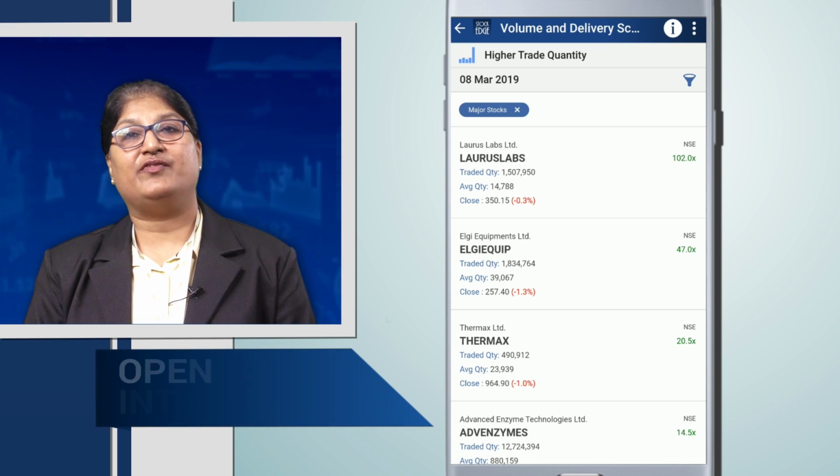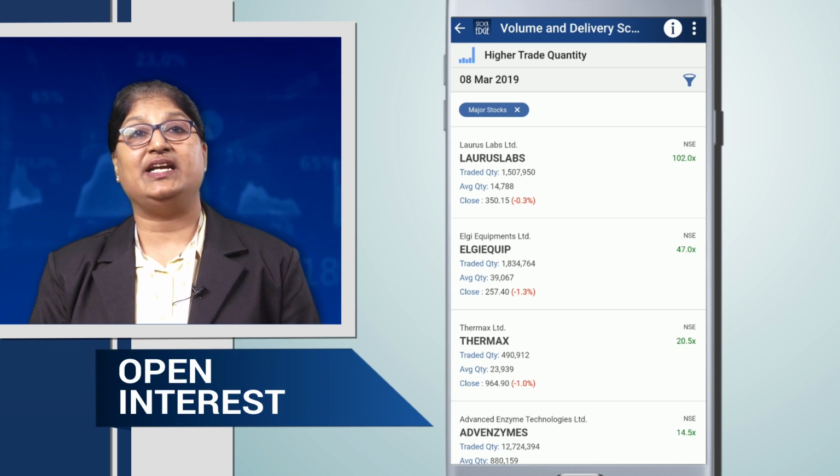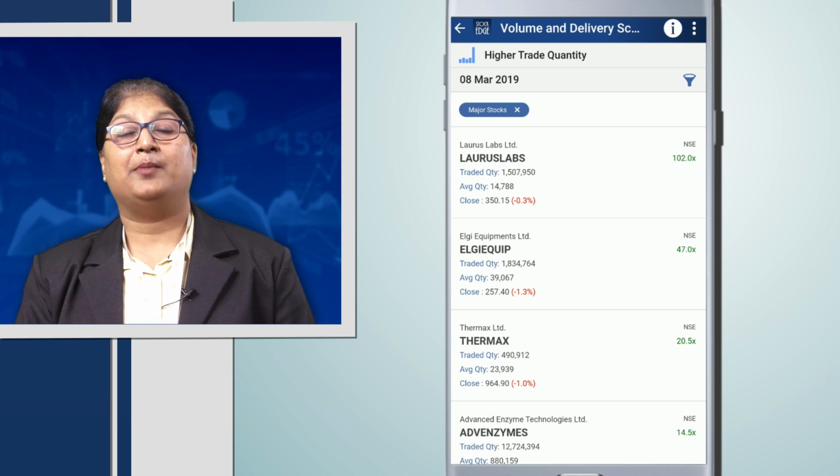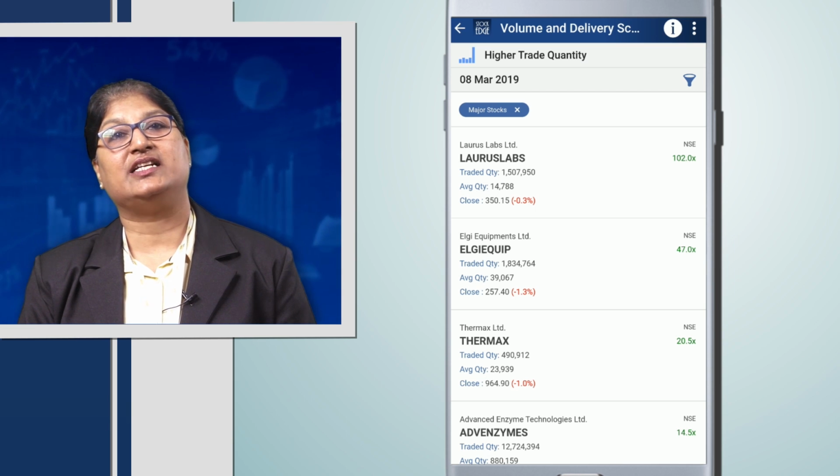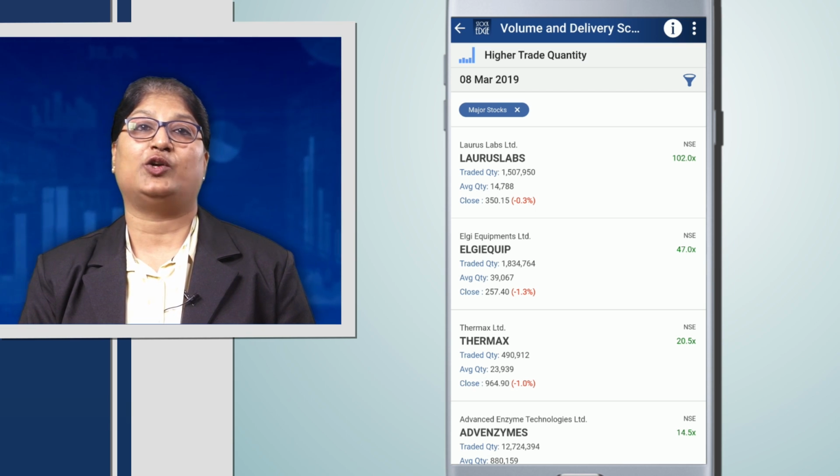So we also have an open interest window whereby you can take your own decision to trade by looking at an increase or decrease in open interest at what rate or price.